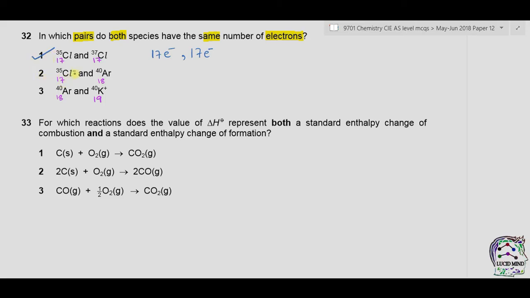In option 2 we have a negative charge on chlorine, so 17 plus 1 becomes 18 electrons. And on argon we have atomic number 18, so the overall charge is neutral, or 0, so therefore 18 electrons must be present. So 2 is also correct. In 3 we have argon neutral, so 18 electrons are present. In potassium-19 we have a plus 1 charge, which means 1 electron has been removed, so 19 minus 1 becomes 18 electrons. As all 3 options are correct, the answer is A.